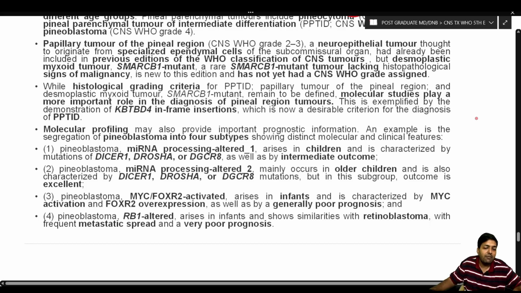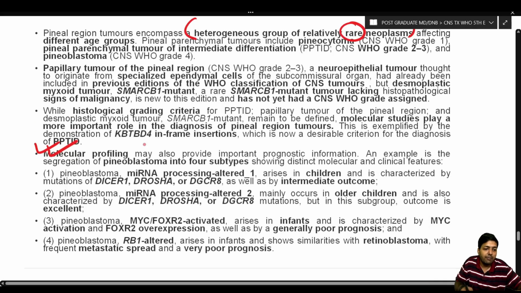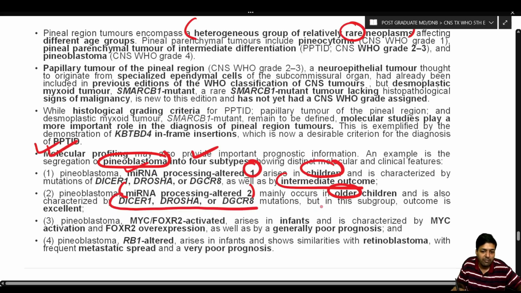Now, very importantly, molecular profiling of pineal tumors has segregated the pineoblastoma into 4 subtypes. Pineoblastoma, microRNA processing altered 1, arising in children, is characterized by DICER1, DROSHA, DGCR8 mutation, as well as by intermediate outcome. Whereas pineoblastoma, microRNA processing altered 2, in older children, is characterized again by DICER1, DROSHA, DGCR8 mutation. Outcome is excellent for this group.